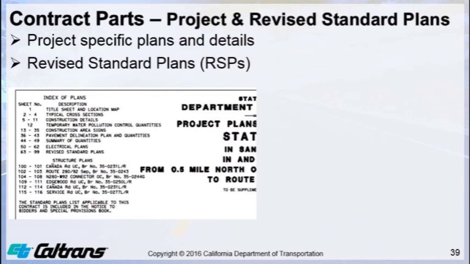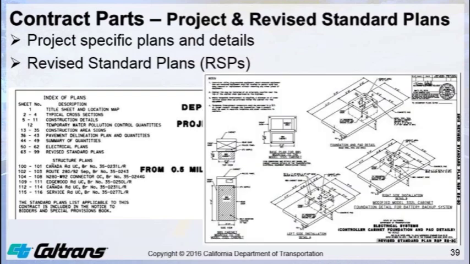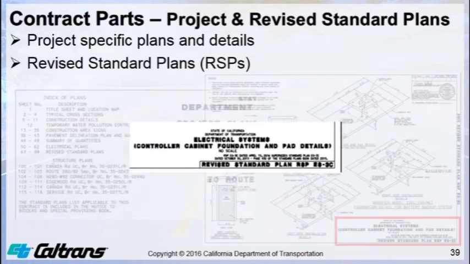The typical function of the contract plans is to graphically describe the location of the project, the location of the work, and the details of the work. The project plans include specific plans such as project layout, drainage, typical cross sections, electrical, traffic, and also include construction details. Revised standard plans applicable to a project are included in the contract plans.